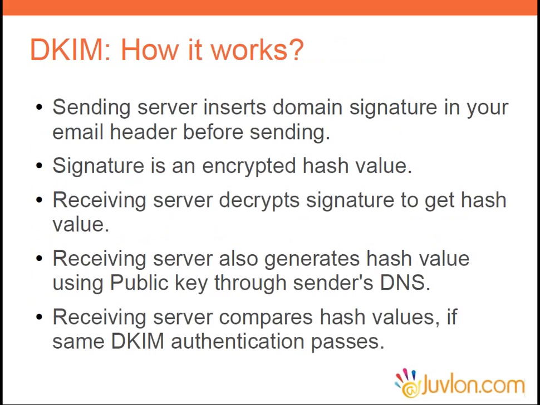I'm just going to read this out. Let's see how much you guys understand. The sending server inserts domain signature into your email header. The signature is actually an encrypted hash value. The receiving server decrypts the signature to get the hash value. The receiving server also generates the same hash value using a key through your sending DNS. The receiving server compares both the hash values. If they are the same, DKIM passes.